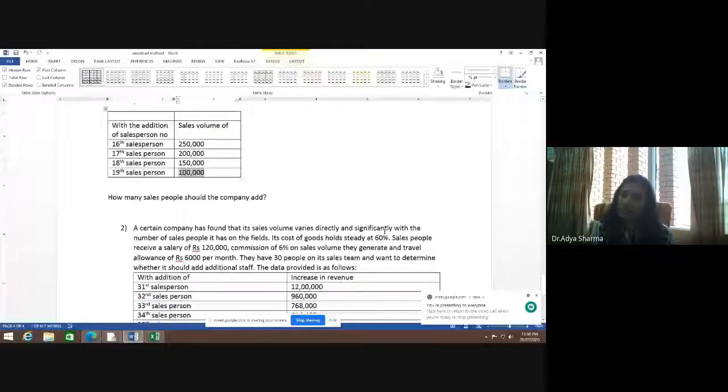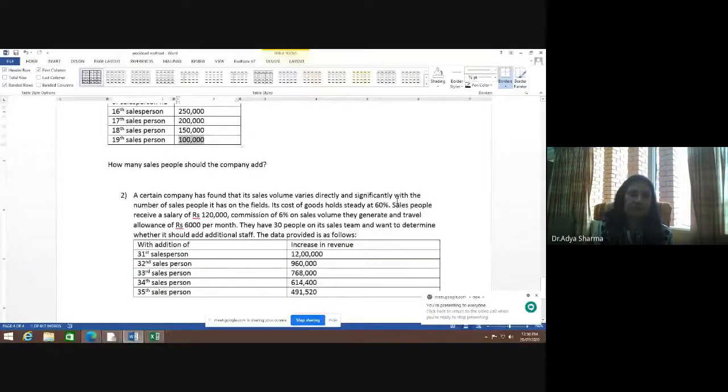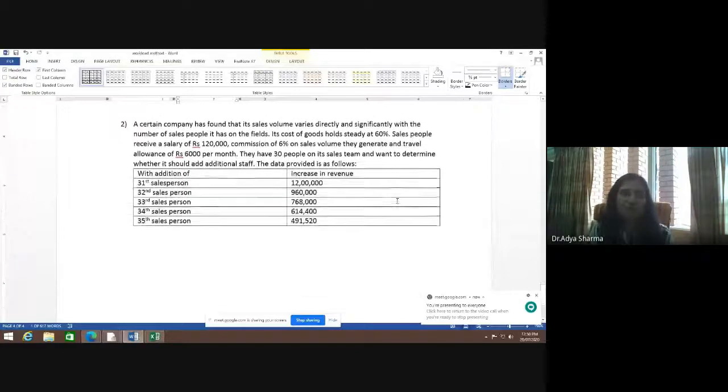I hope you have your laptops, etc. Open a screen and do it. I'll share the next example. The more examples you do, the more comfortable you will become. Earlier it was dollars, I've now put rupees if dollars make you uncomfortable.